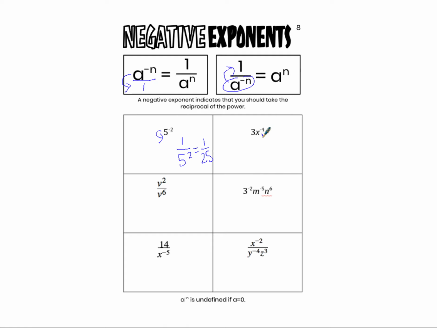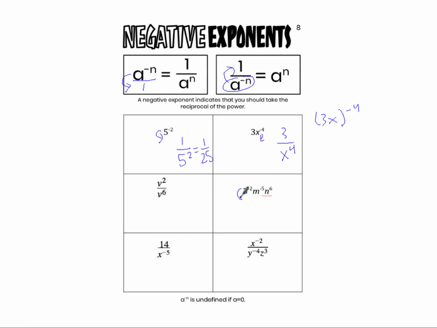Paying attention to the fact that this is not 3x to the negative 4, therefore the 3 does not get moved to the denominator, just the x to the 4th. So we move it to the denominator and the exponent becomes positive.